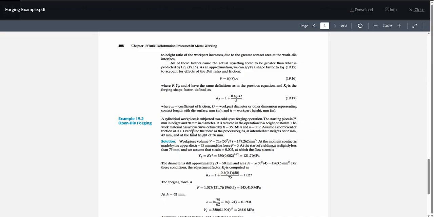You can see that we need to determine the force as the process begins, at the intermediate heights of 62 millimeters and 49 millimeters, and the final height of 36 millimeters. Definitely in the quiz question, you don't have to do these 3 steps. I'm only going to give you one height. So if I'm going to give you this question in more detail and show you all the steps one by one, I will go to my PowerPoint.